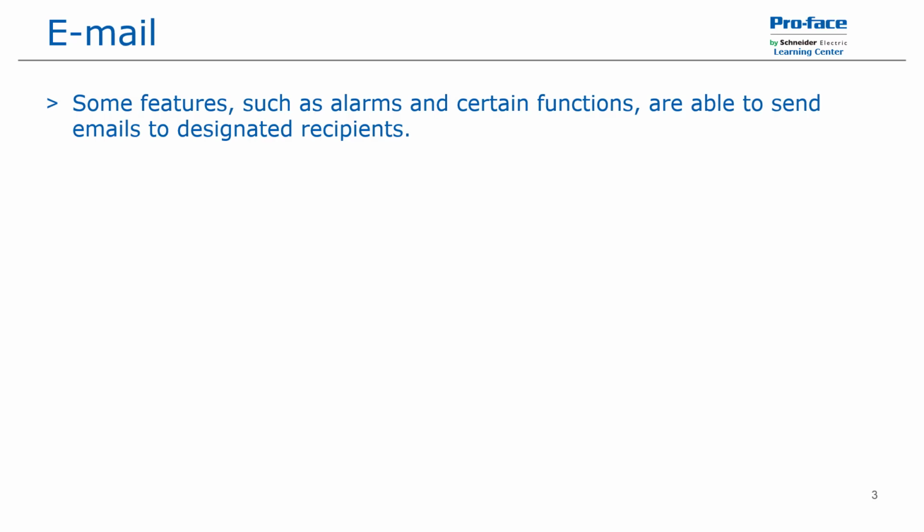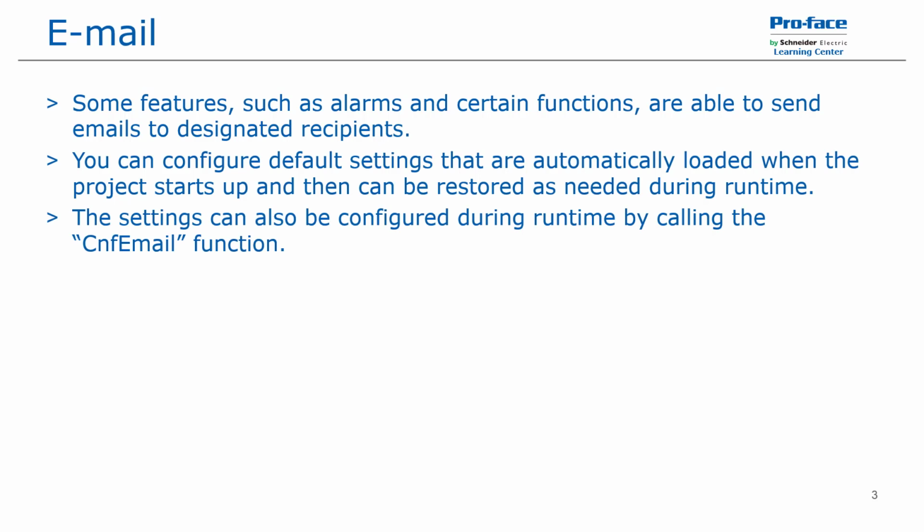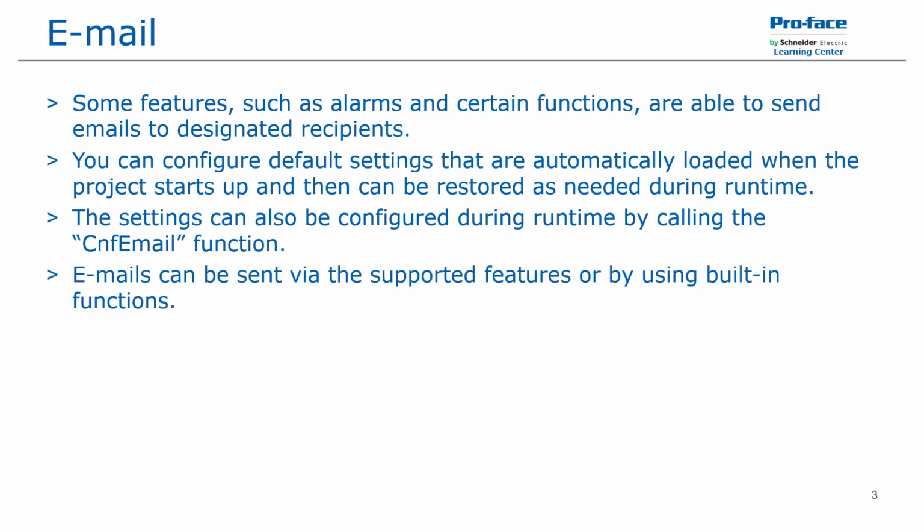In the software, some features such as alarms and certain functions are able to send emails to designated recipients. And we can configure default settings that are automatically loaded when the project starts up and then can also be restored as needed during runtime. These settings can also be configured at runtime by calling the CNF email function. And emails can be sent via the supported features or by using the built-in functions.